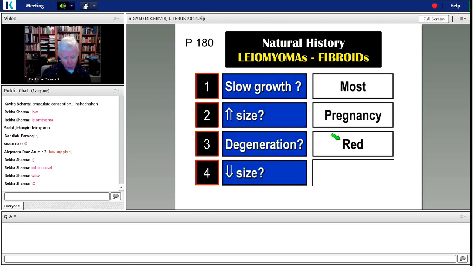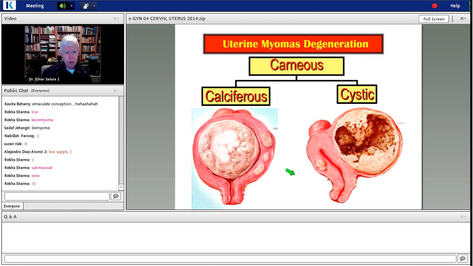Now, when the hormones fall after menopause, they can decrease in size as well. So they can be hormonally stimulated. We can also reduce the size of the leiomyomas by using a medicine, leuprolide, a GnRH agonist, to lower the FSH and lower the estrogen levels. And then they will decrease in size as well.